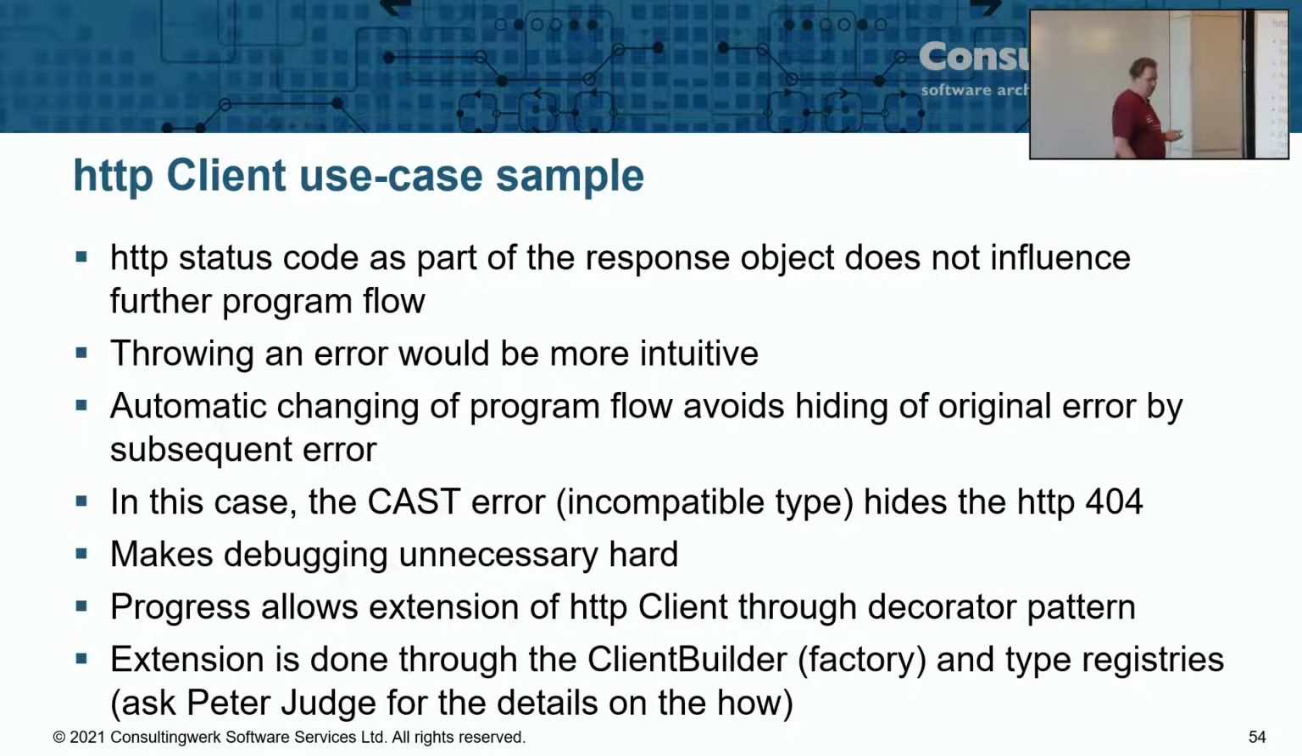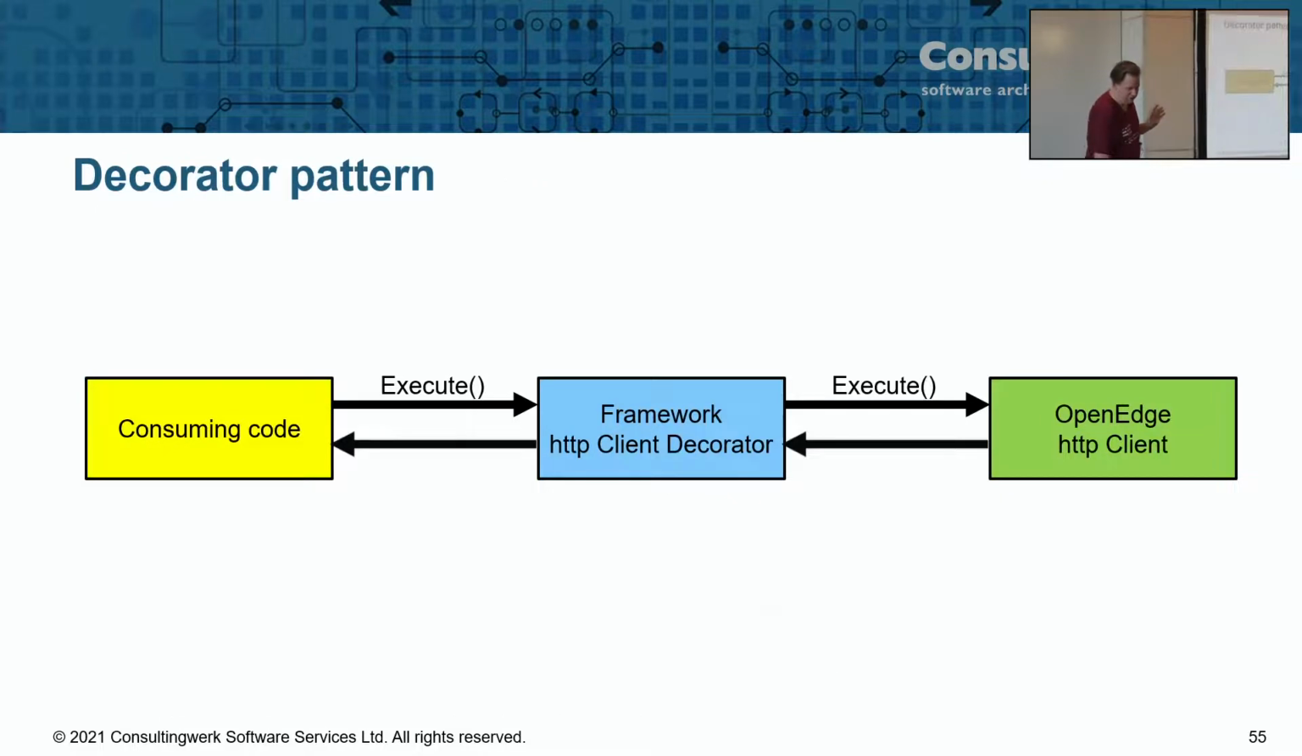So I want to change that behavior. And Progress allows that. And now it becomes quite OO heavy. I don't want to change the code of the HTTP client, and I'm talking about that in my afternoon talk today. But Progress allows the use of the decorator pattern with the HTTP client. So I can put something on top of that without you ever noticing it.